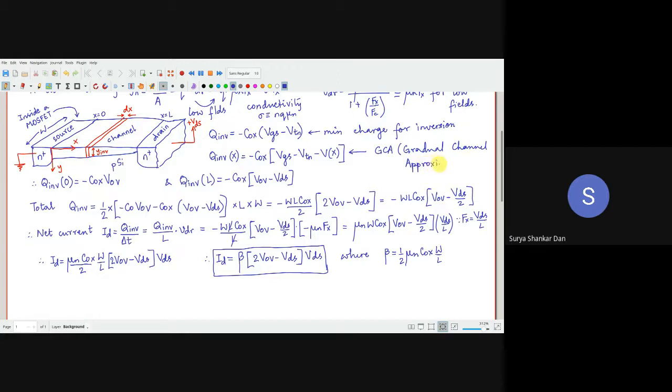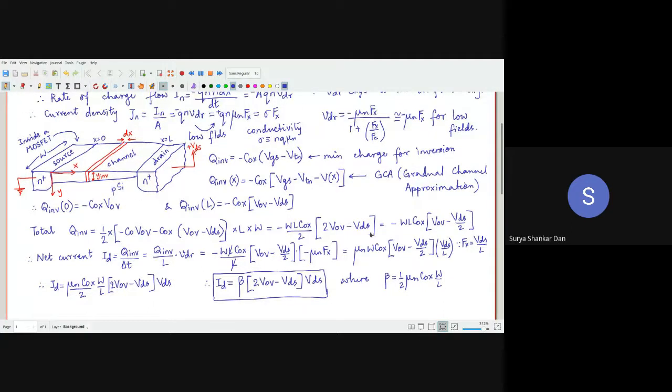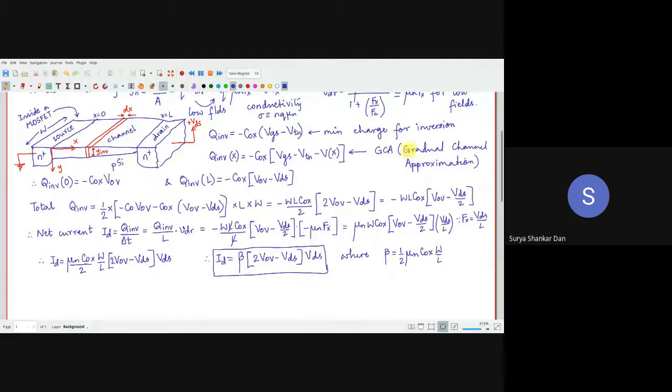Okay? Only Texas Instruments or Intel or these kind of companies can ask you such in-depth questions, but mostly not. Okay, so GCA is this gradual channel. That means this is actually a linear variation. If this is a linear variation, then we can put the voltage along the channel as V, V as a function of x. Correct? It is decreasing like this.